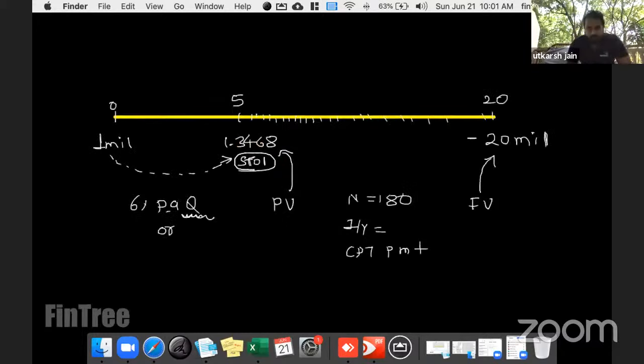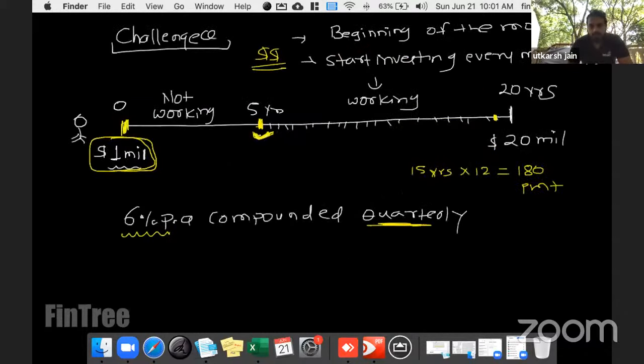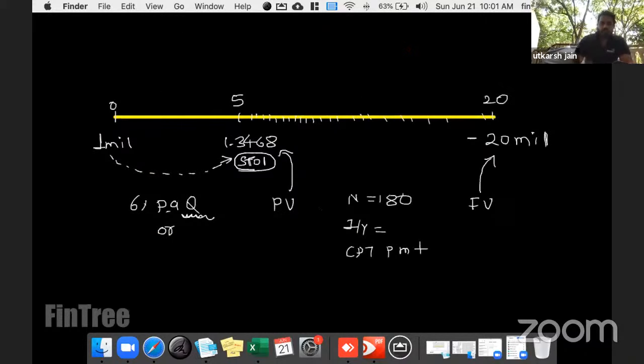So now let's come back to this question. Switch your calculators to the beginning mode. Why beginning mode? Because the payments were made at the beginning of the month. How to do that? Second beginning, second set, second quit. There should be a small BGN visible at the top of your screen. Is BGN visible? Okay. Once BGN is visible, then let's do it together.